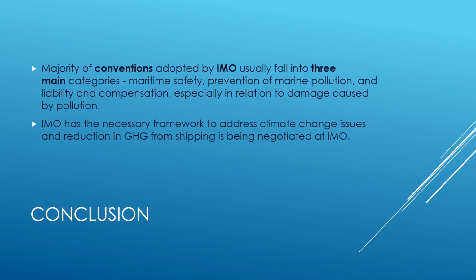In conclusion, the majority of conventions adopted by IMO usually fall in 3 main categories: maritime safety, prevention of marine pollution, and liability and compensation, especially in relation to damage caused by pollution. IMO has a necessary framework to address climate change issues, and reduction in greenhouse gas from shipping is being negotiated at the IMO.